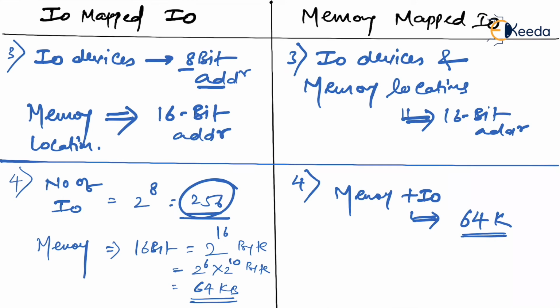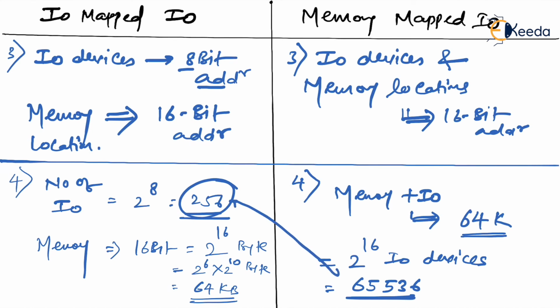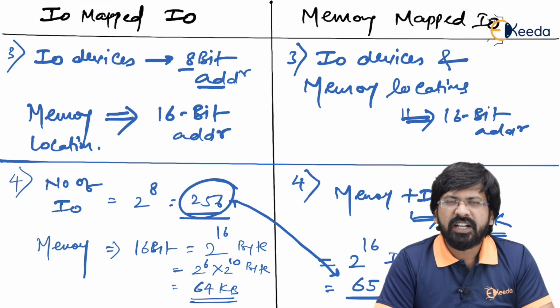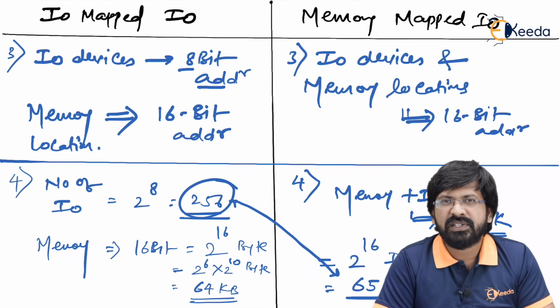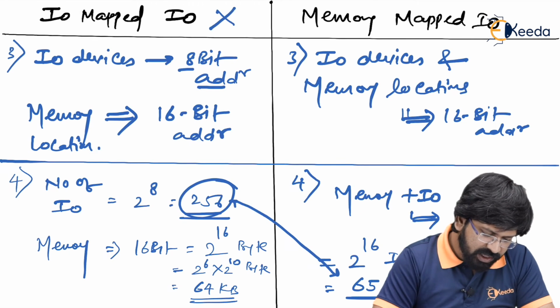Or in fact, suppose you have decided a particular system where you don't have to use memory only, you want to use IO devices only, then you can have 2 to the power 16 IO devices. So 2 to the power 16 can be taken as 65,536 IO devices. So you can now just compare this 256 with this. Sometimes a particular application may demand that you require a large number of IO devices. During that, IO mapped IO technique fails.